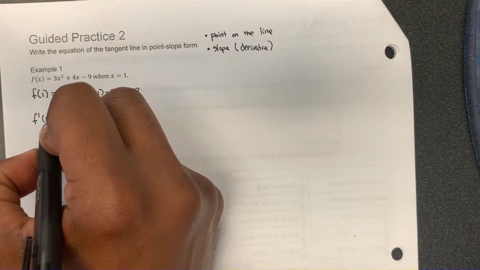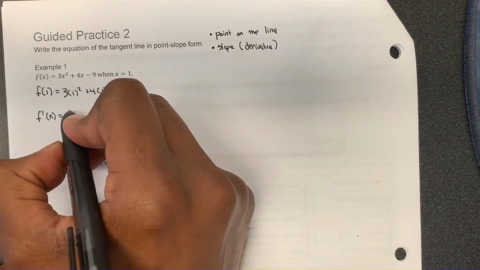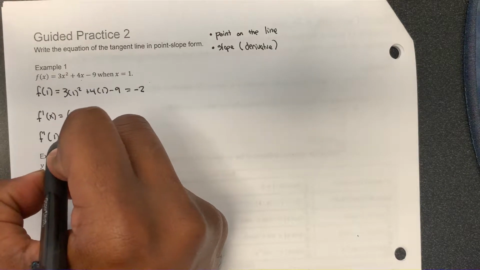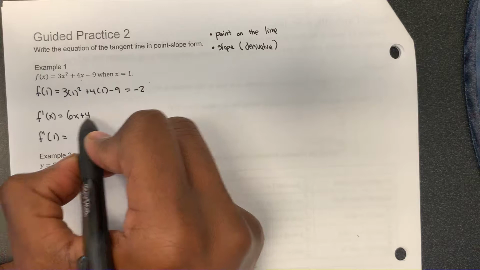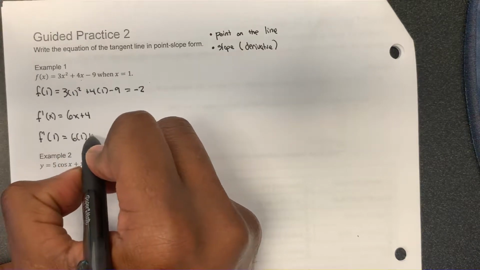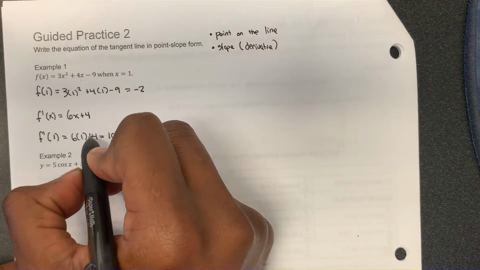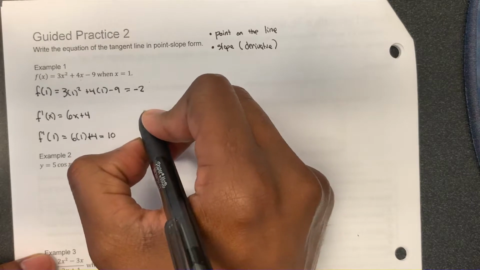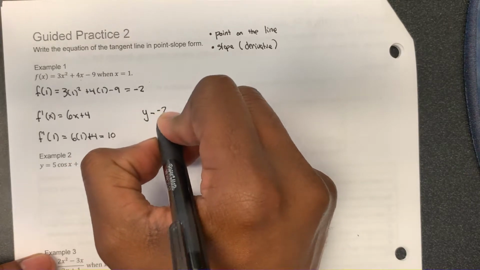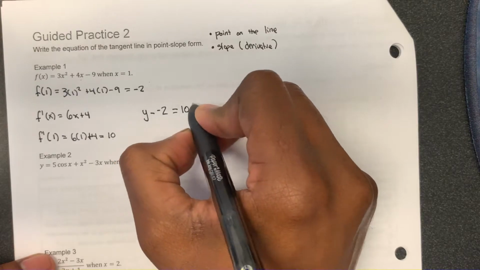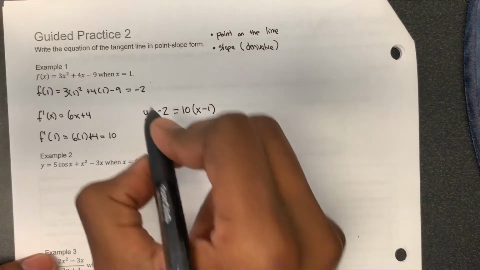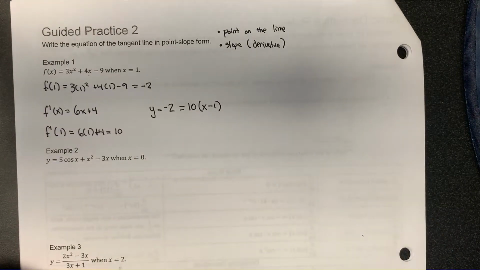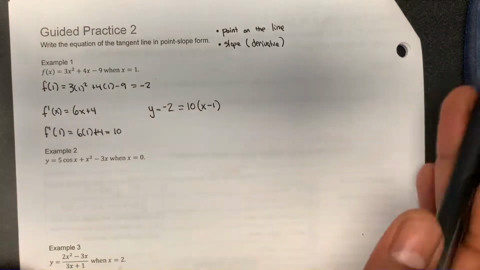Next, we need the derivative because that's our slope function. And we would get 6x plus 4. And the derivative evaluated at 1 is going to be 6 plus 4. So 6 times 1 plus 4, which equals 10. So the slope is 10 and the point is negative 2. So in point slope form, we would have y minus negative 2 equals 10 times x minus 1. Honestly, you can leave it in this form because it's exactly in point slope form. We could just make this y plus 2, but we're not.